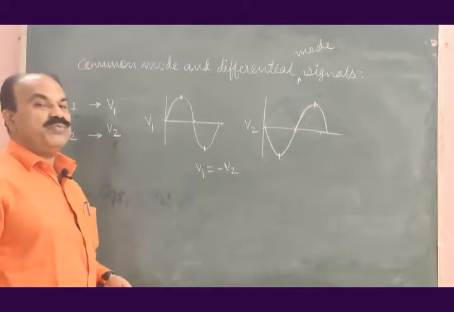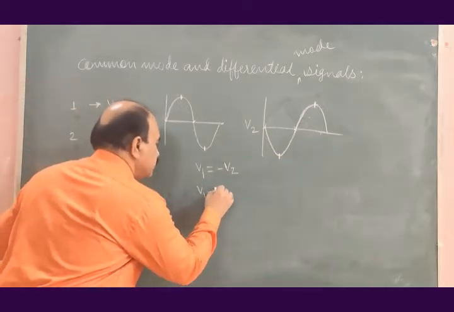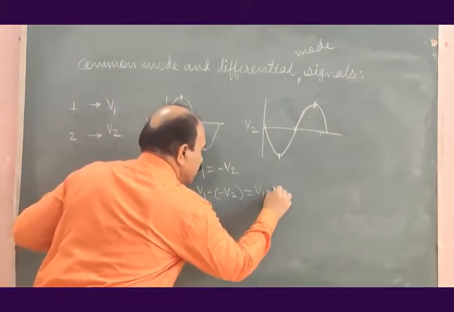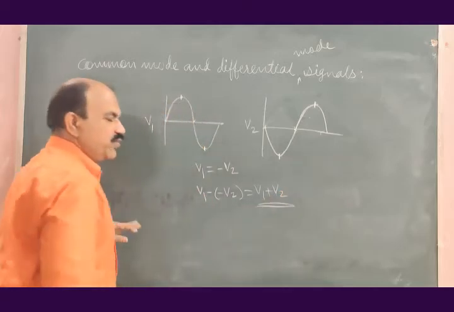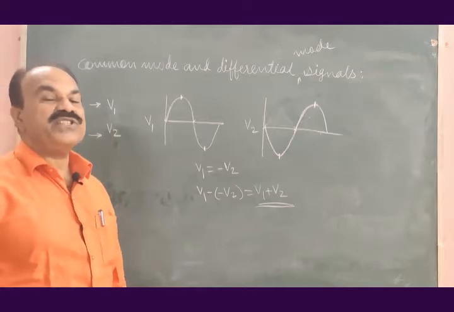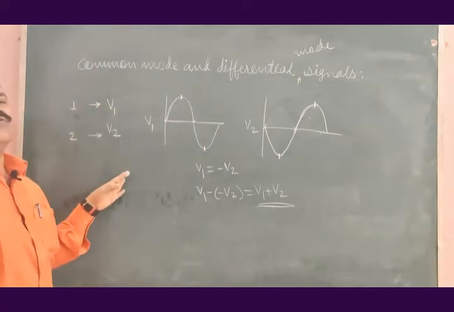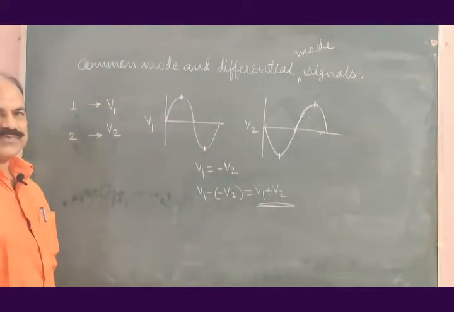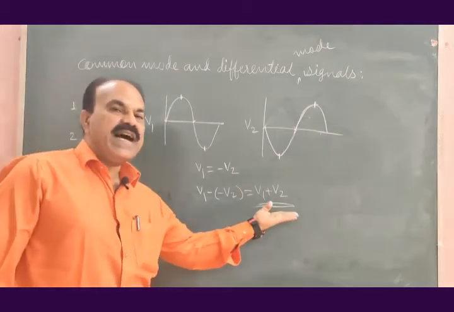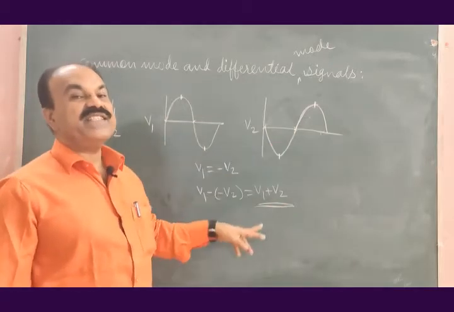As V1 is equal to minus V2, what will be the difference of these two? V1 minus V2 is equal to V1 plus V2. The difference of V1 and V2 is approximately 2 times either V1 or V2. That is V1 plus V2. The difference is addition here.